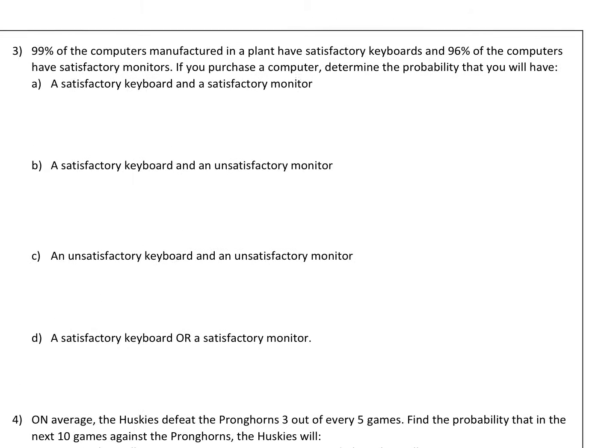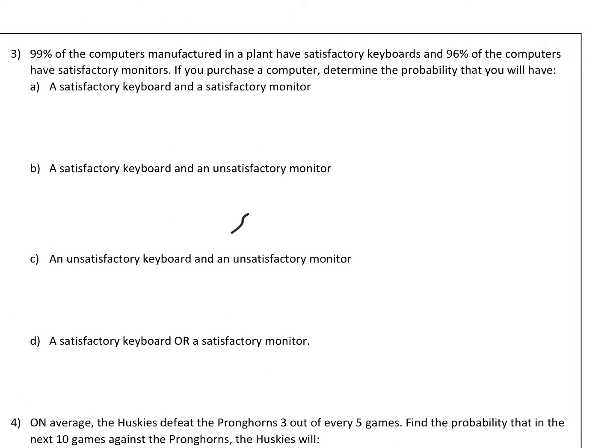Let's look at this example. It says 99% of computers manufactured in a plant have satisfactory keyboards, and 96% have satisfactory monitors. If you purchase a computer, consider the following. So this is asking about satisfactory and unsatisfactory, so I'm just going to get the information off to the side to help me out. So let's talk about the keyboard.